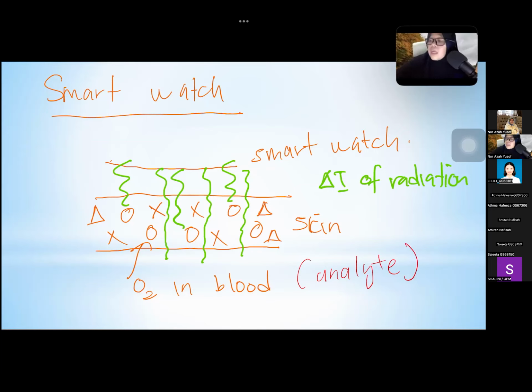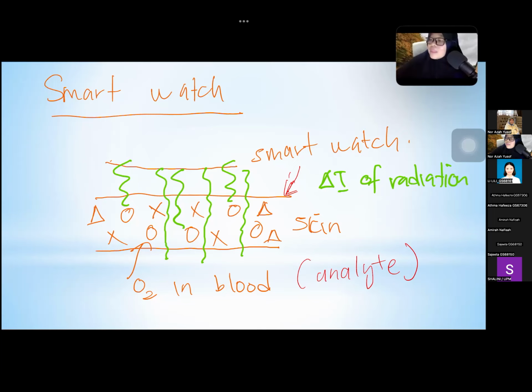Now, this is your skin. And this is the blood component. So now you have oxygen, so I put the circle one as the oxygen. And there are others as well, probably CO2 or other components in blood.